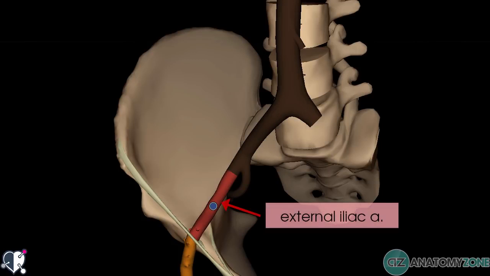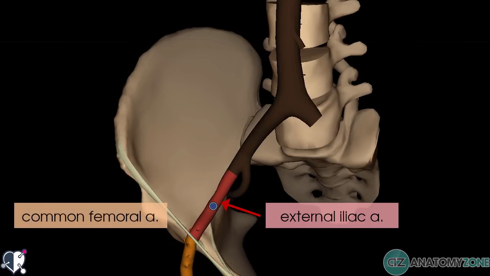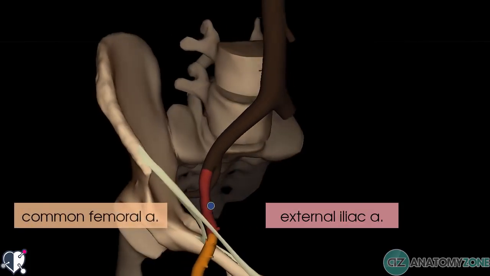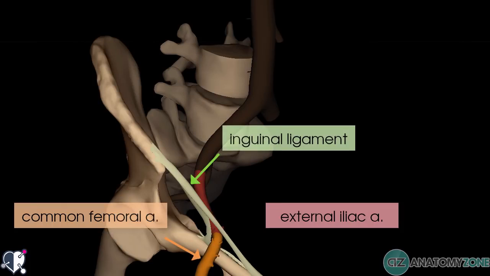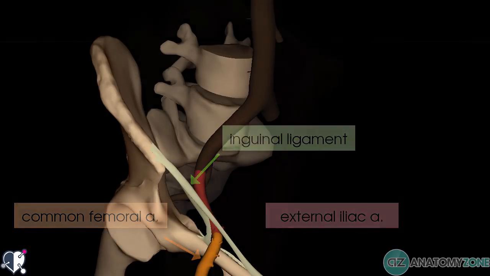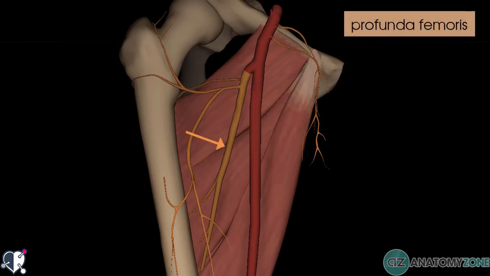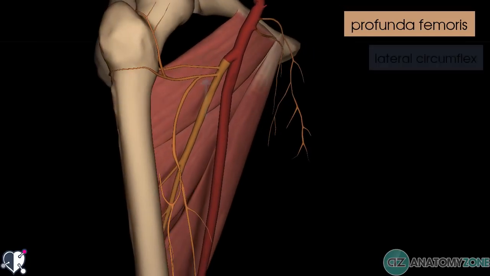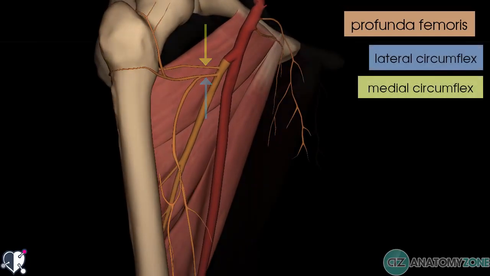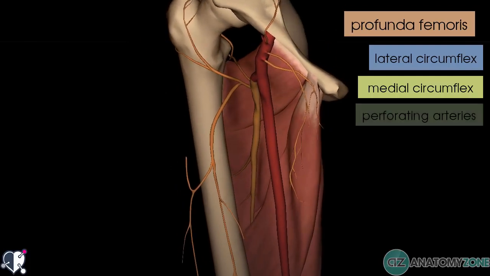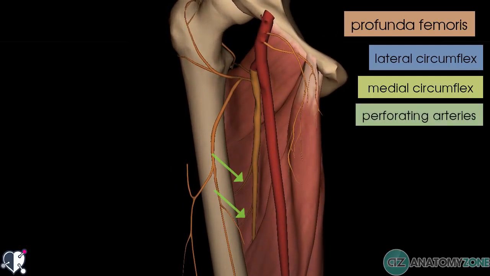So coming back to the external iliac artery, this artery becomes the common femoral artery as it crosses under the inguinal ligament to enter the femoral triangle. The common femoral artery then gives off a deep branch known as the profunda femoris artery. So this is known as the deep femoral artery, and it has two main branches. So you've got the lateral circumflex artery and the medial circumflex artery. And then the profunda femoris terminates as perforating branches, which are known as perforating branches because they perforate the adductor magnus muscle.